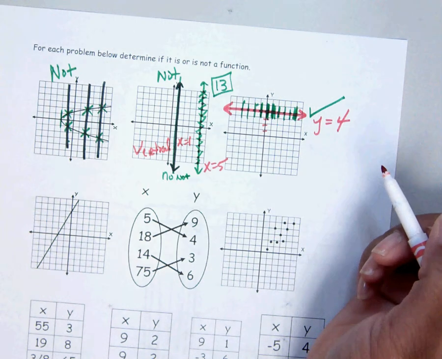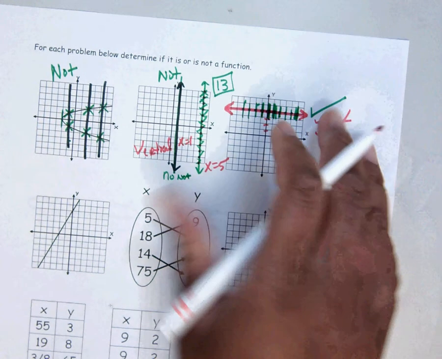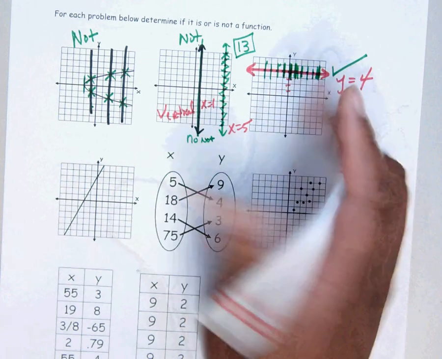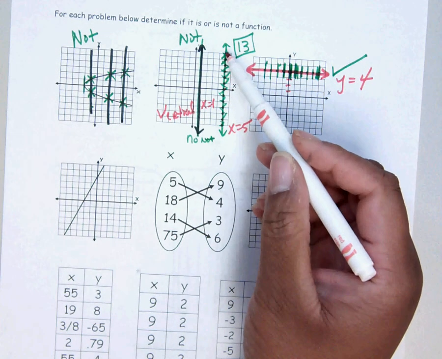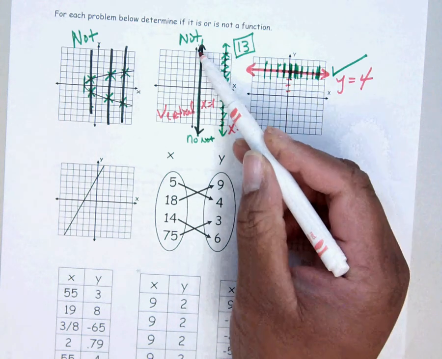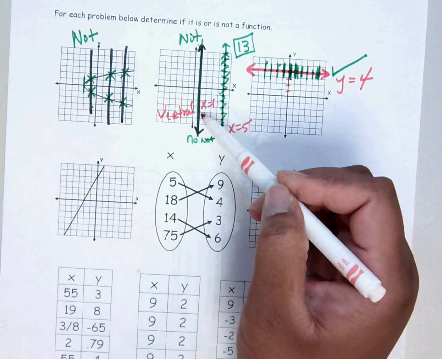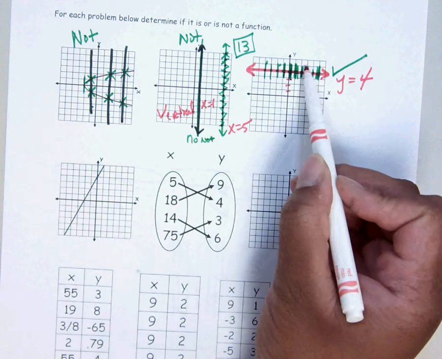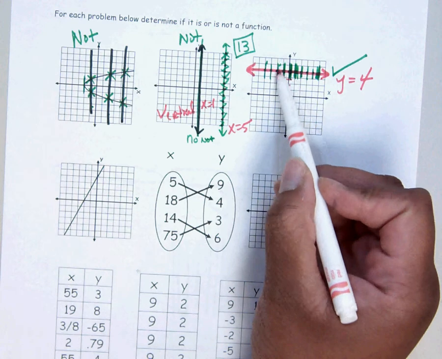So when we are using the vertical line test, what are we doing? We're drawing x values. We're just checking to see if the x value is going to repeat or not. And right here it repeats 13 times. Right here it repeats it so many times you cannot count. And here the x value never repeated because the vertical line only touched the graph one time.